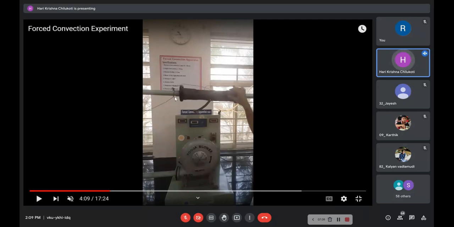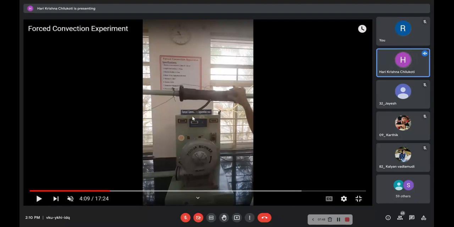These 8 thermocouple temperatures can be read from this temperature indicator here. By rotating the knob, we can read the temperatures from all 8 thermocouples. Here again, we have a dimmerstat, which helps us to control the power input to the heater, that is, to control the heat input given in this experiment. These two switches are one for switching on the blower and one for switching on the power supply to the heater. So essentially these are the major components in this experiment.